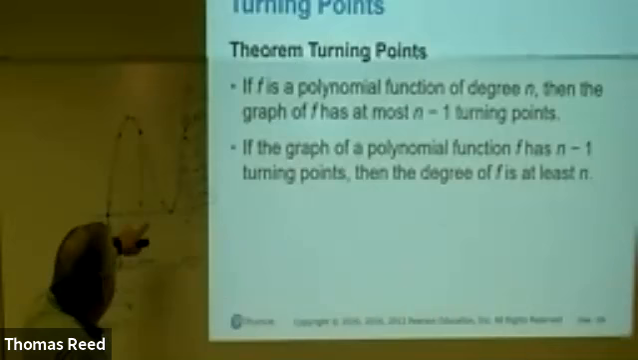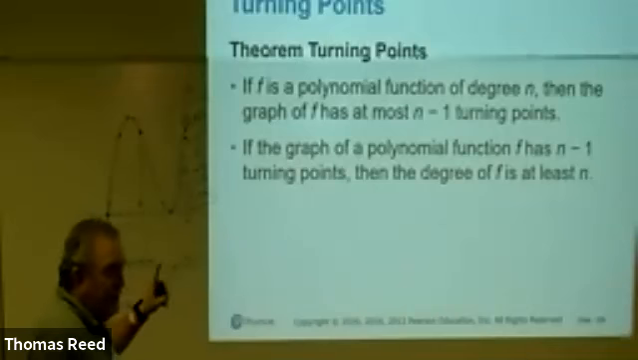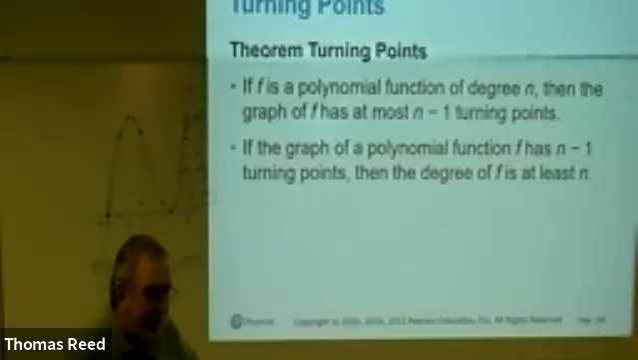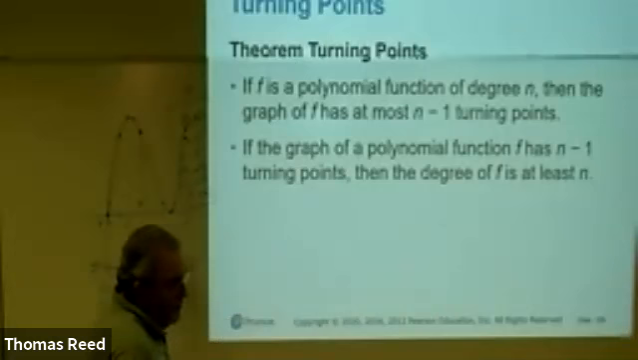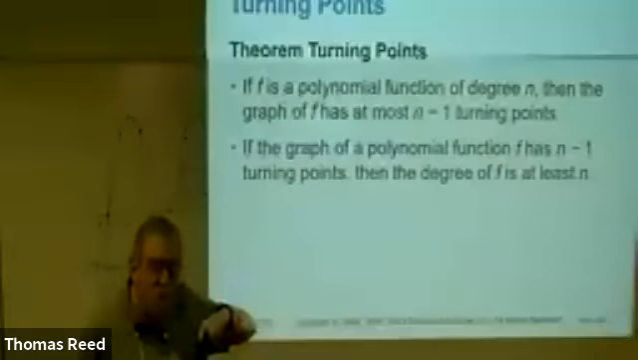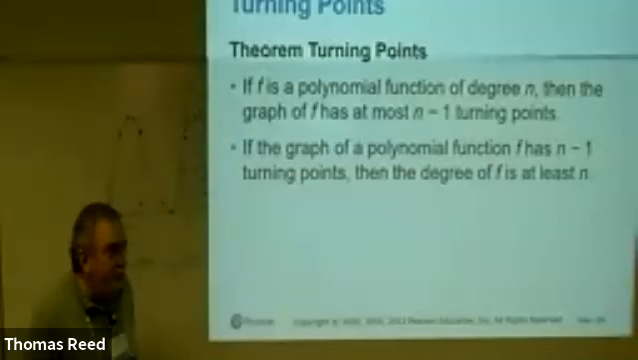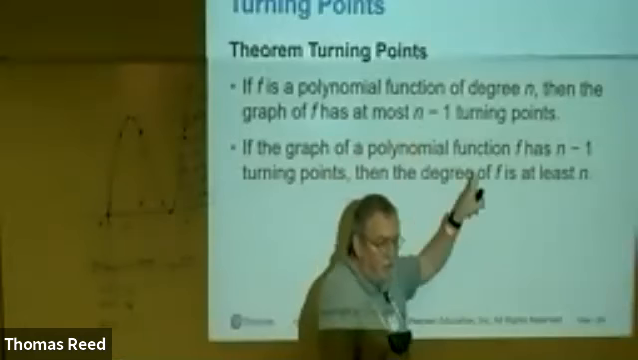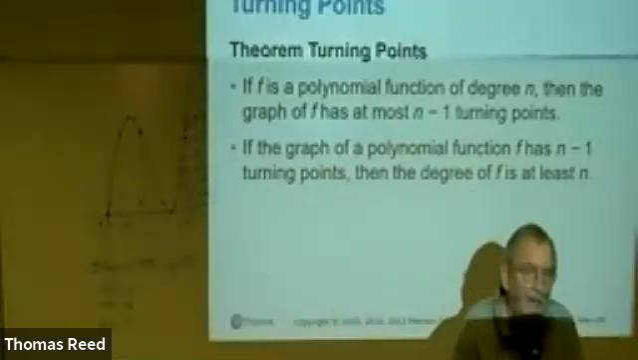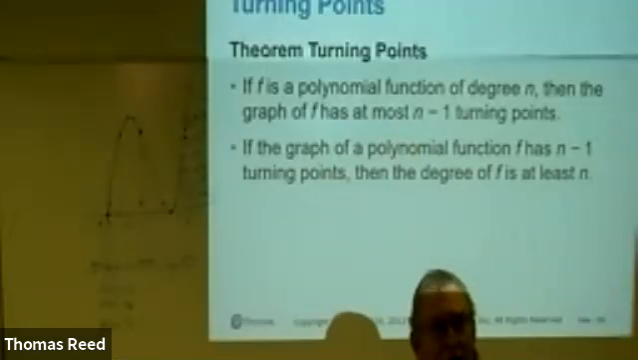So if you know how many turning points the graph of a function has, then the smallest degree is one more than the number of turning points. So a fifth degree polynomial could have only 2 turning points, because they're saying at most. So at most, a fifth degree polynomial could have 4 turning points. But it could have only 2, or it could have none.